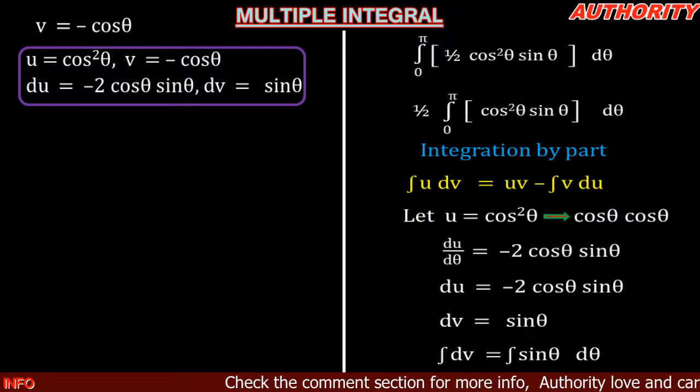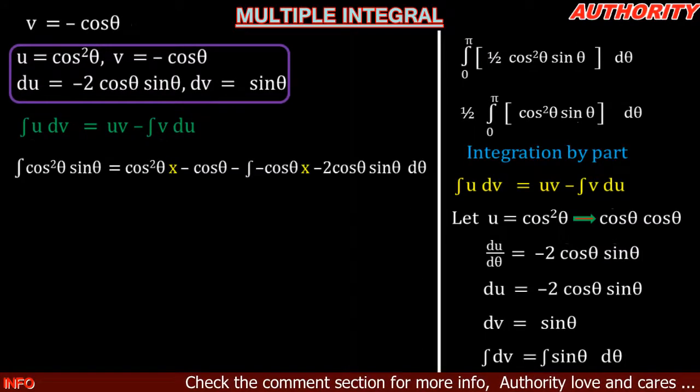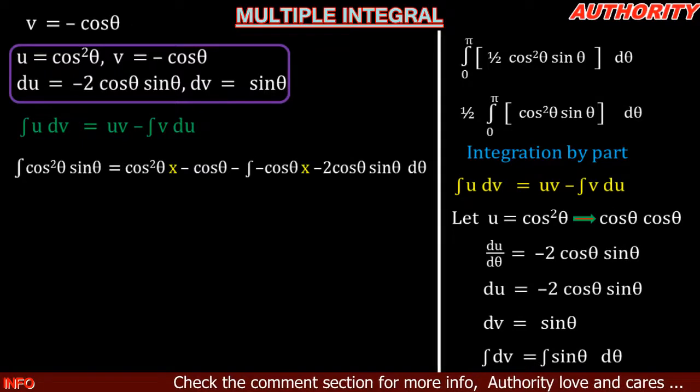Our formula for integration by parts says the integral of u dv is equal to uv minus the integral of v du. Now let's place it. The integral of cos squared theta sine theta is equal to u, which is cos squared theta, times v. What do we have as v?